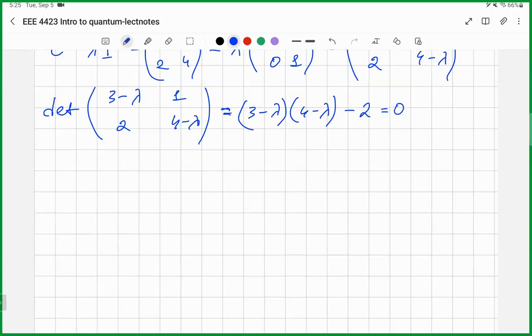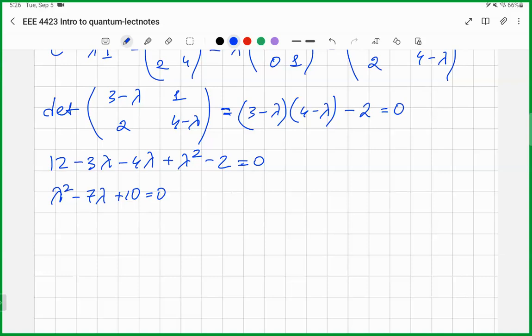So let's expand the parentheses. We get 12, then minus 3 lambda, then minus 4 lambda, and then plus lambda squared, minus 2, equals 0. So it gives us lambda squared minus 4 lambda, minus 7 lambda, and plus 10 equals 0.